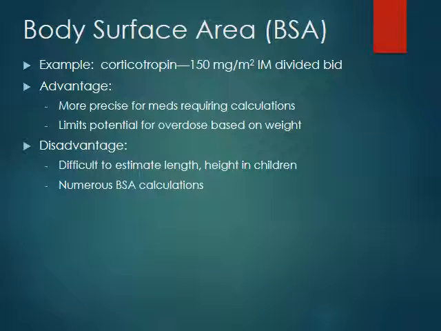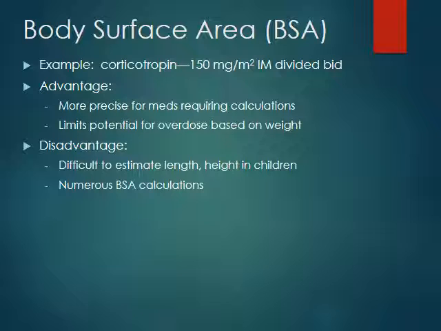Another way that you can dose medications for pediatrics would be with body surface area. So for an example, the drug corticotropin, you would dose at 150 milligrams per meter squared, IM divided twice a day. The advantage for this is it's pretty precise for those kind of more high-risk medications. So oftentimes you'll see chemo medications, especially for children, being dosed on body surface area. And it also will help to limit some of the potential for overdose based on the weight of the child. So if they're very, very heavy, but their height really hasn't caught up with that, it's going to take that into account, so you don't have as big of a potential for overdosing.